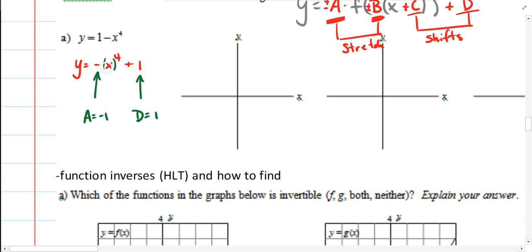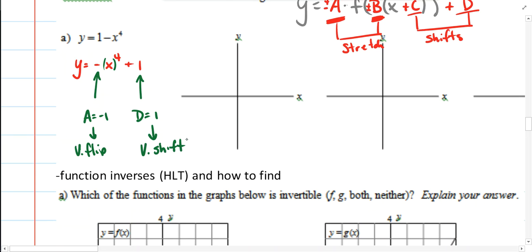It appears that my parent function is x to the fourth power. There's nothing grouped with that x that's being raised to the fourth power. It's just x to the fourth power. So that's how I know that this negative sign is part of a and not part of b. Had this been written as the quantity of negative x to the fourth power, then we would have had a negative b value. But this is a negative a value, so that tells me that we've got a vertical flip of the parent function, and we've got a d value of positive 1, so that tells me we've got a vertical shift of the function.